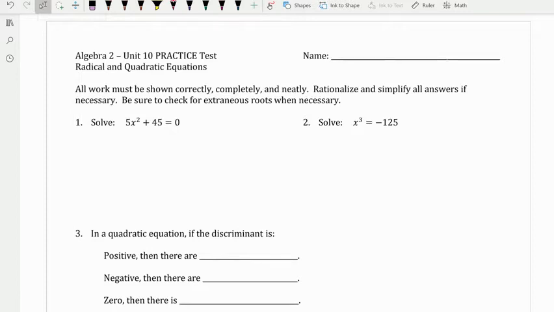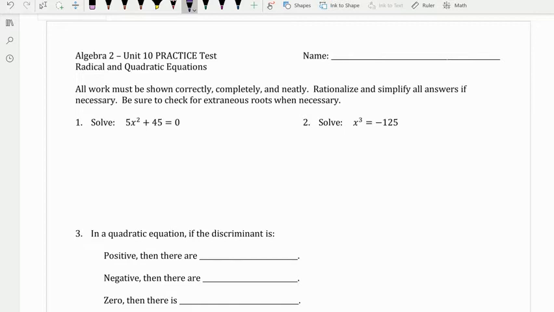Check your answers. If you still have questions on any of them, send me a message. Let me know you have questions on one and I can help you figure out where you're messing up or where you need help. Okay, so for the first one here, we are just solving. Remember, on all of these, we want to rationalize and simplify answers if they're in a radical. And when we solve radical equations, we're also going to check for extraneous roots. That's when we have to plug it back in to make sure we don't get a negative inside.